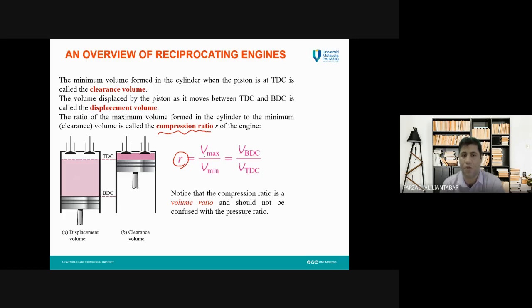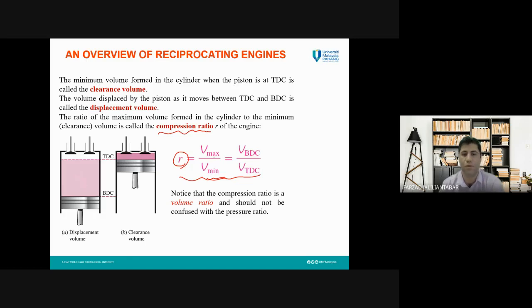In other words, Vmax is when the piston is at its bottom dead center, or BDC. Vmin is when the piston is at its top dead center. So by this equation, we can calculate the compression ratio. Later you will see why compression ratio is important, because it affects the thermal efficiency of the engine.